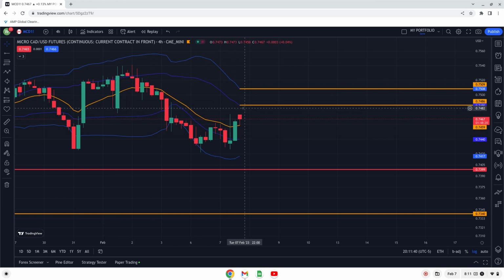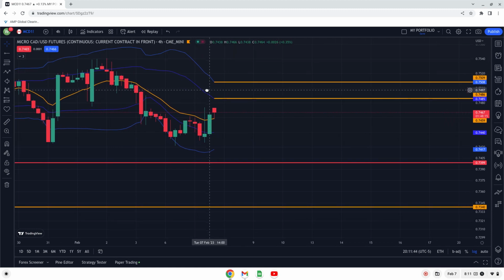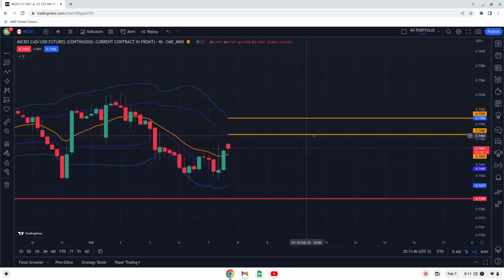So right here at this line, our Bollinger Band line is this blue line here. We need to go over to the right and find what number that is. We got 0.7485. 0.7485. This is now a limit sell order. We need to enter at 0.7485.